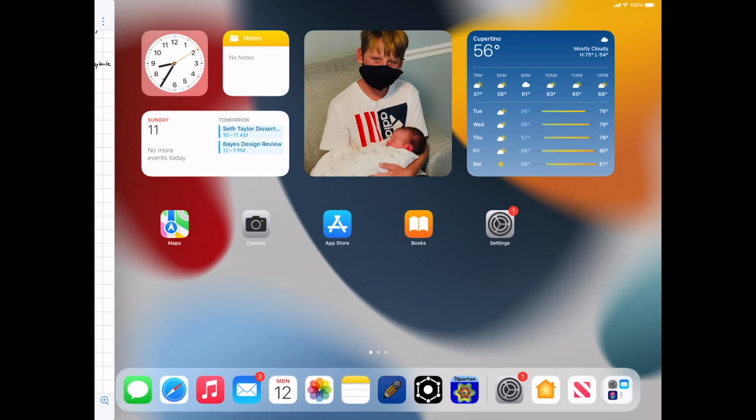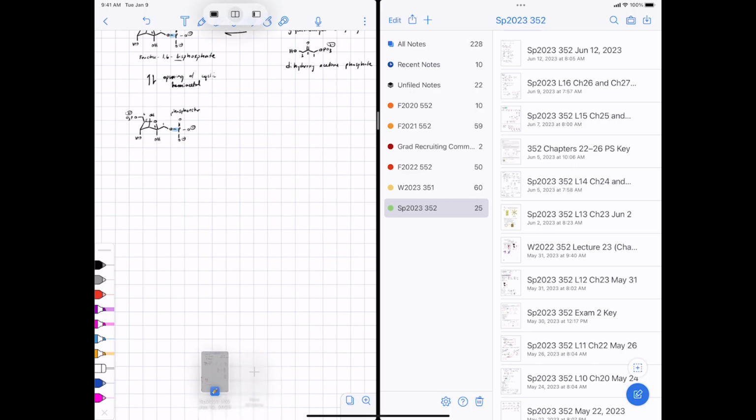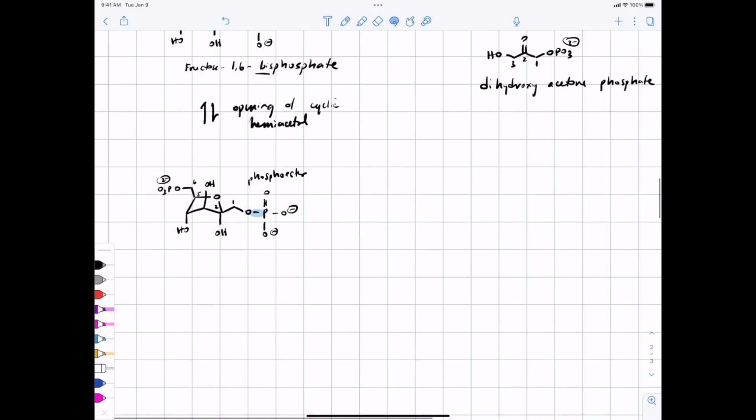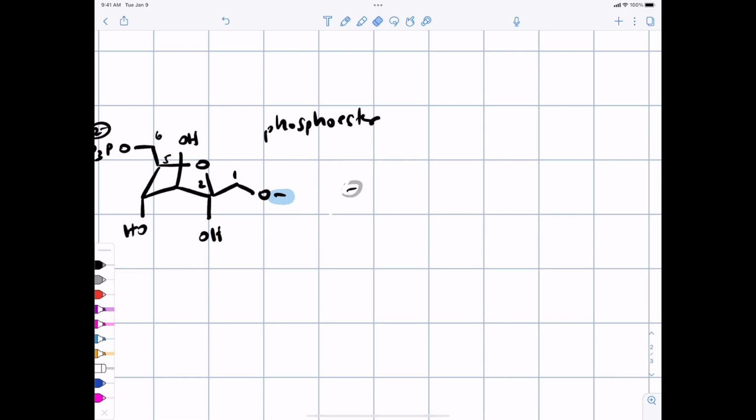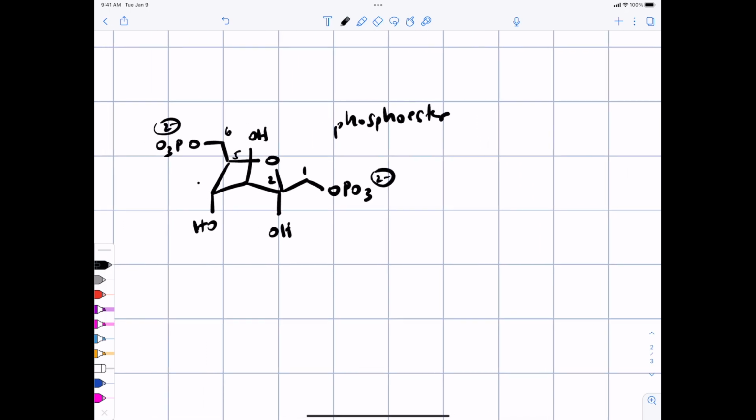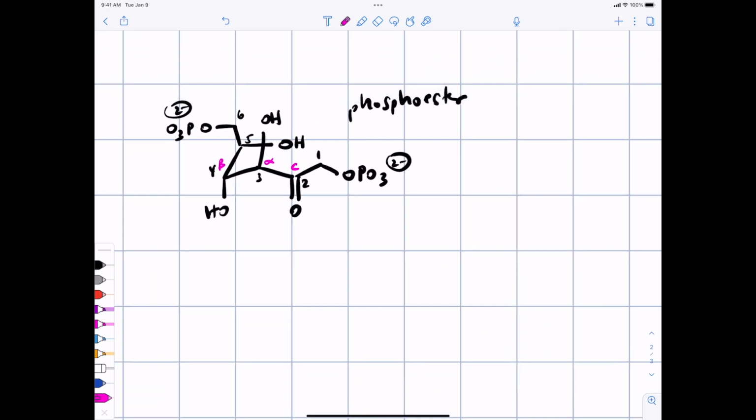Oops, how do I stop it? There we go. So here's the open chain form. This is our carbonyl carbon, our alpha carbon, our beta carbon. This is the bond between alpha and beta carbons.